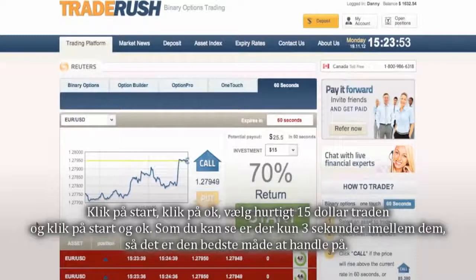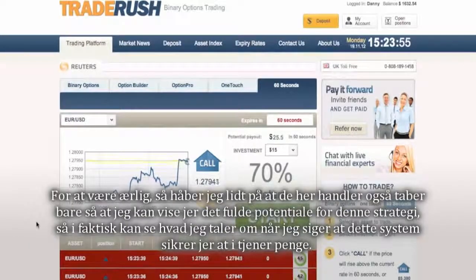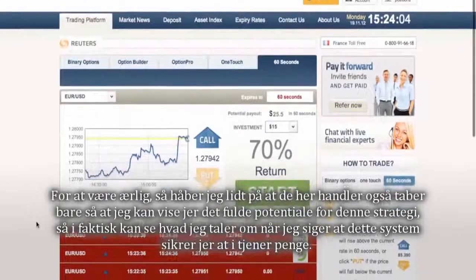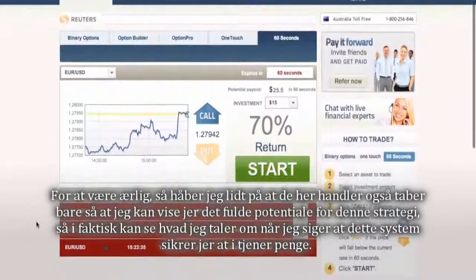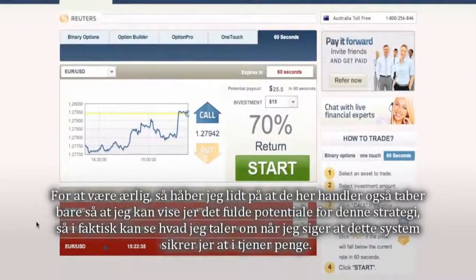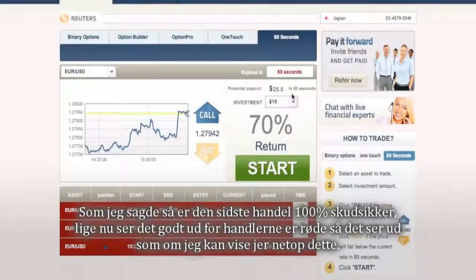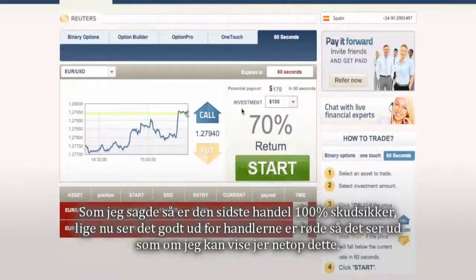But to be honest, right now I'm really hoping that these 2 trades lose as well, just so I can show you the full potential of the strategy, so that you can actually see what I'm talking about when I say that this system is guaranteed to earn you a return on your money. And like I said, it is 100% bulletproof, that last trade. And I'm really hoping I can show it to you. Right now, it's looking good. The trades are red, and it looks like I will be able to do just that.